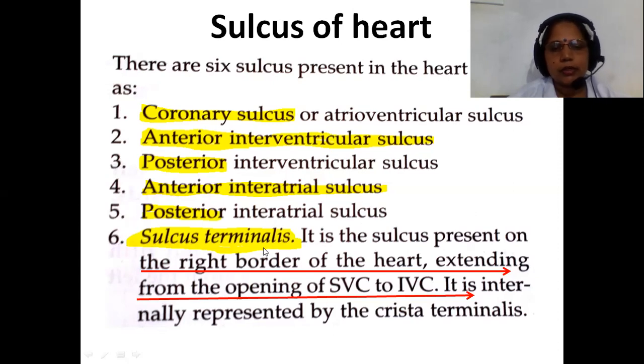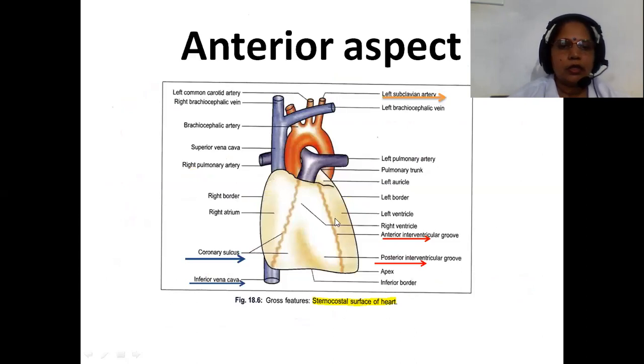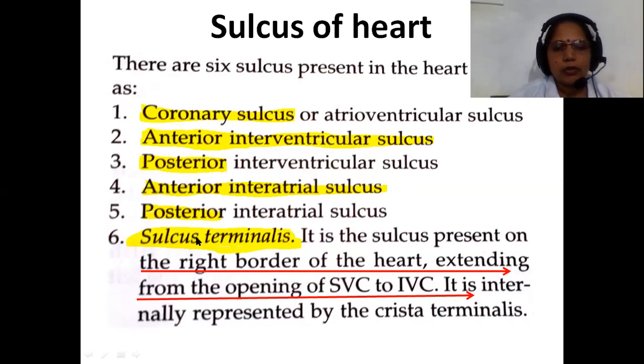नेक्स्ट है सल्कस टर्मिनालिस. दिस सल्कस टर्मिनालिस व्हिच इज प्रेजेंट on the right border of the heart, that is extending from superior vena cava to the inferior vena cava. देखो superior vena cava extending from, that is a superior vena cava to the inferior vena cava, so present on the right border of the heart, that is called as sulcus terminalis. यही sulcus terminalis जब हम अंदर की तरफ जब देखते हैं interior, that is called as crista terminalis.